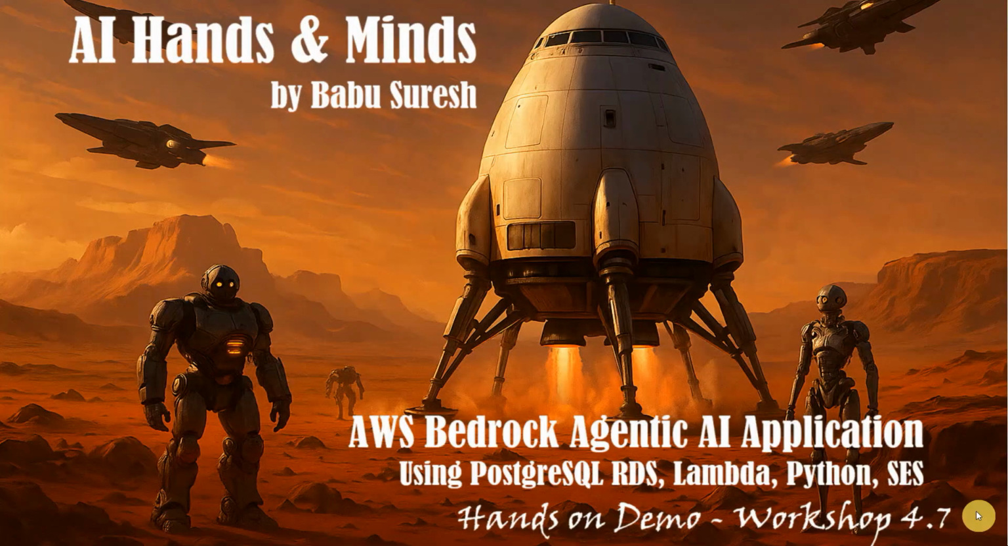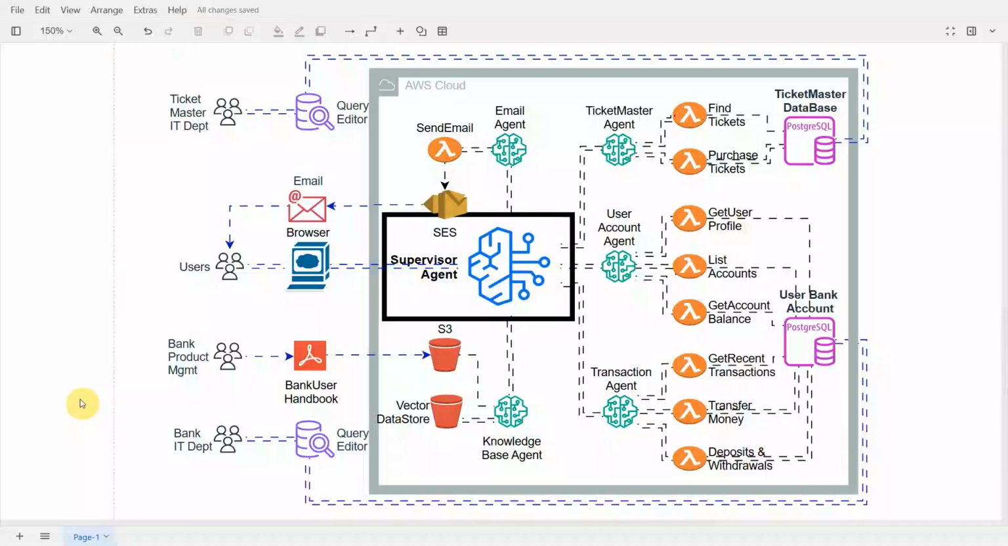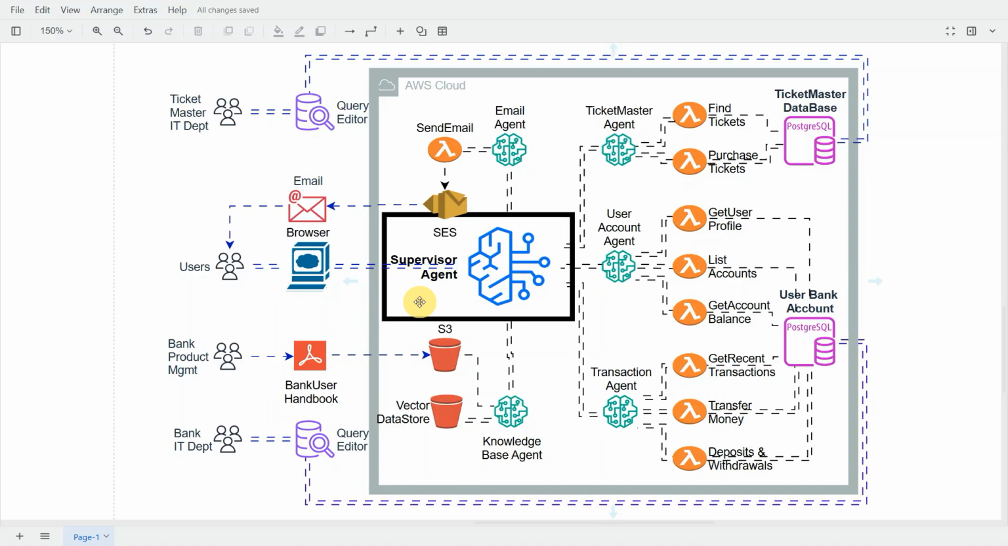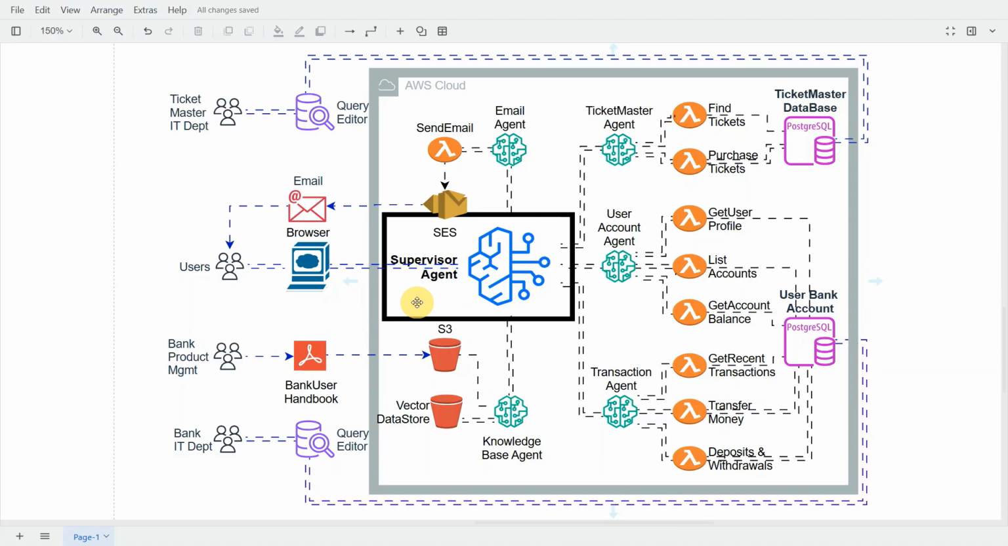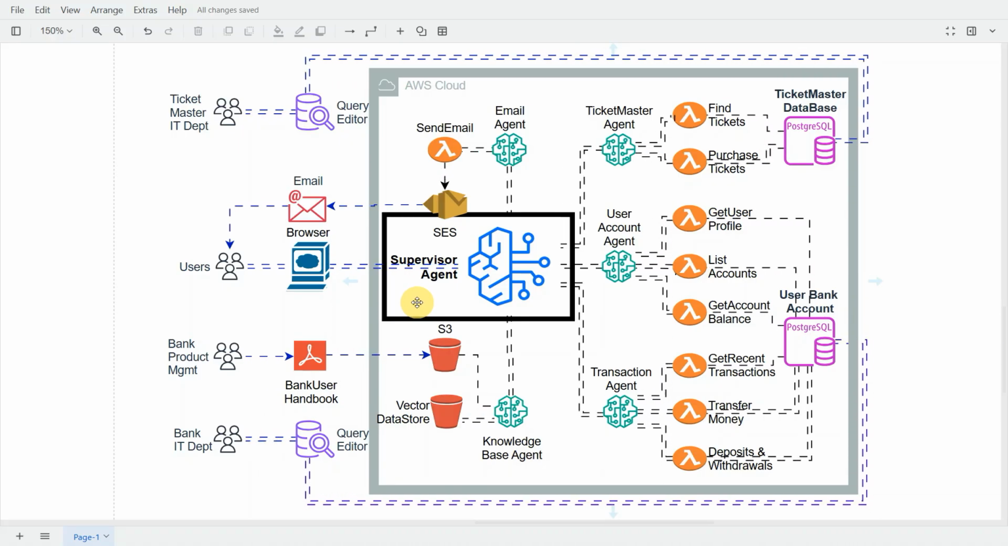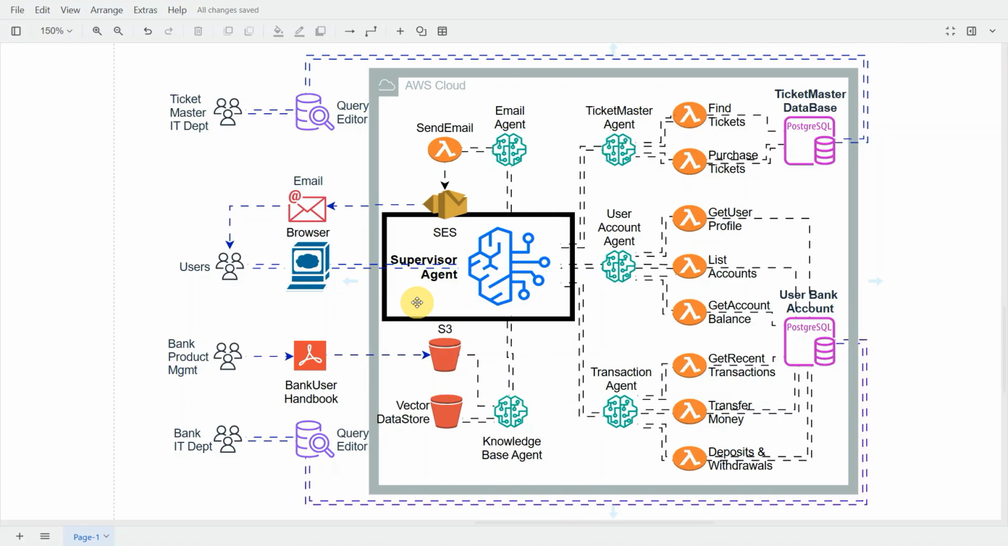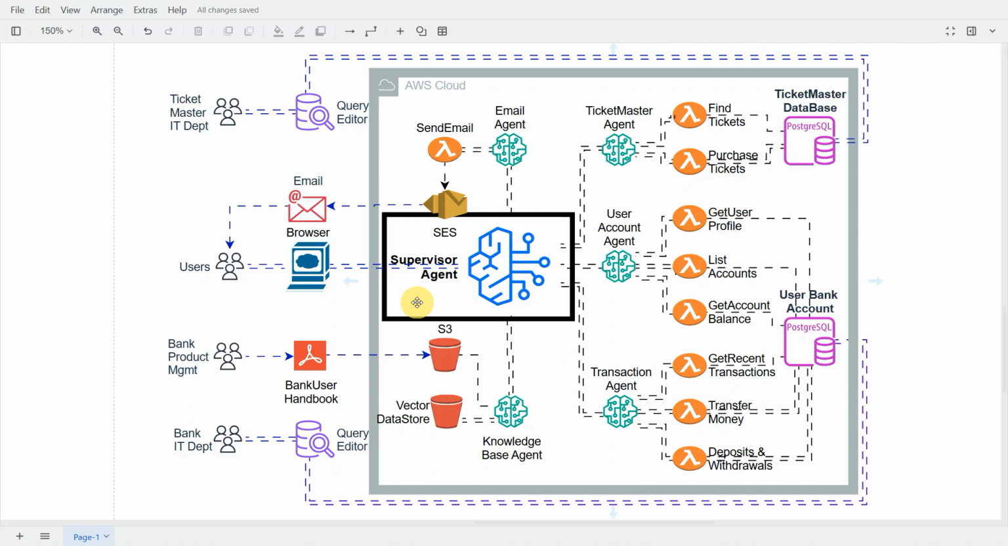Hello everyone. Today we are in workshop number 4.7. In this workshop we are going to be doing a hands-on on how to build the supervisor agent. However, if you have not watched the previous videos 4.1 through 4.6, you have to watch them, otherwise you will not have a continuation here.